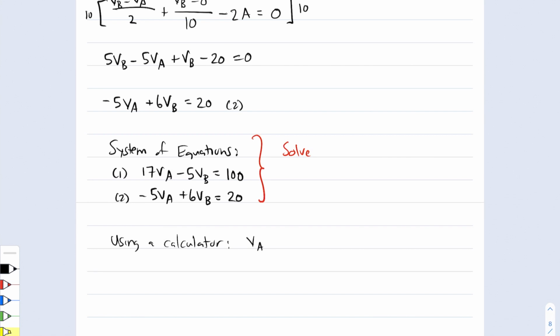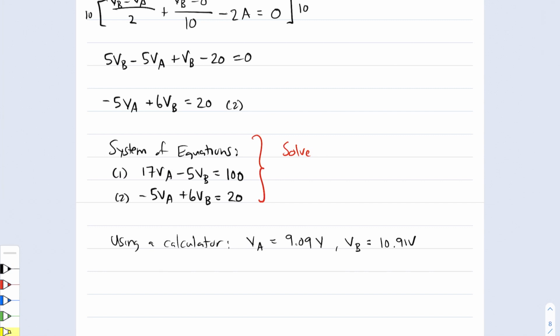So using a calculator, one of the things that I found is that VA had a value of 9.09 volts, and VB had a value of 10.91 volts. So you can verify this. I'll leave that as an exercise to you guys. Now, this is not the end of our problem. Why? Because we weren't looking just for VA and VB. We wanted to know what the current was through that 10 ohm resistor.